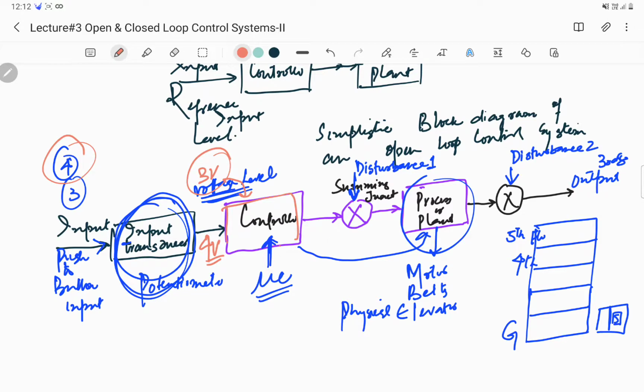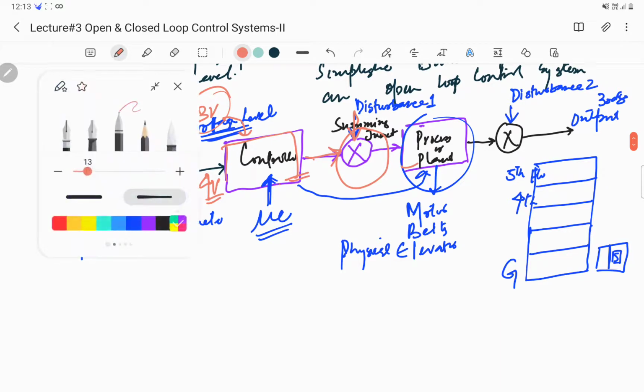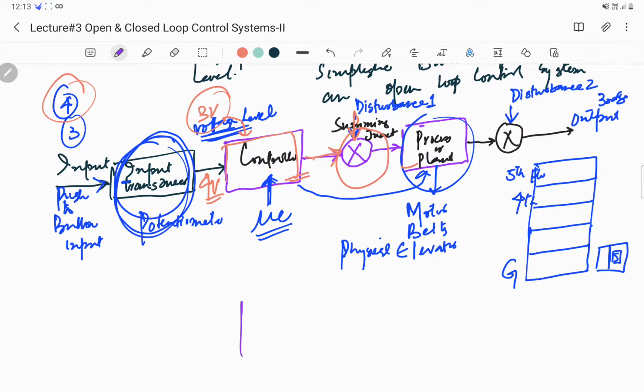Now in this case, between the controller and process, we see a summing junction, which represents the output of the controller and some disturbance here. Let me draw it here again. So we have a controller here, and then a summing point or a summing junction, and then the process.